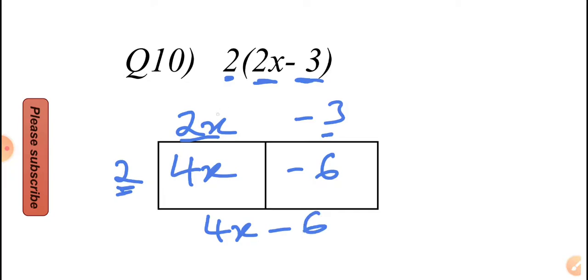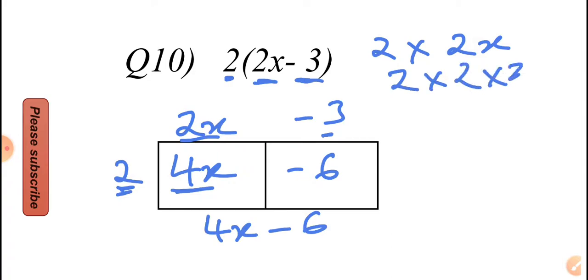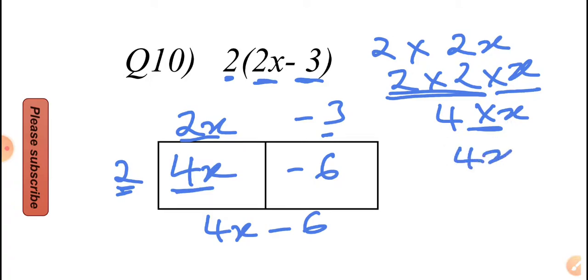Just to explain the 4x, how did I get 4x? Well, we did 2 times 2x, the same as saying 2 times 2 times x. So if we do this bit here first, that is 4, and then times x. We don't really need the times sign. When we say a number and a letter, we can just write it as 4x. So this is how the 4x came.